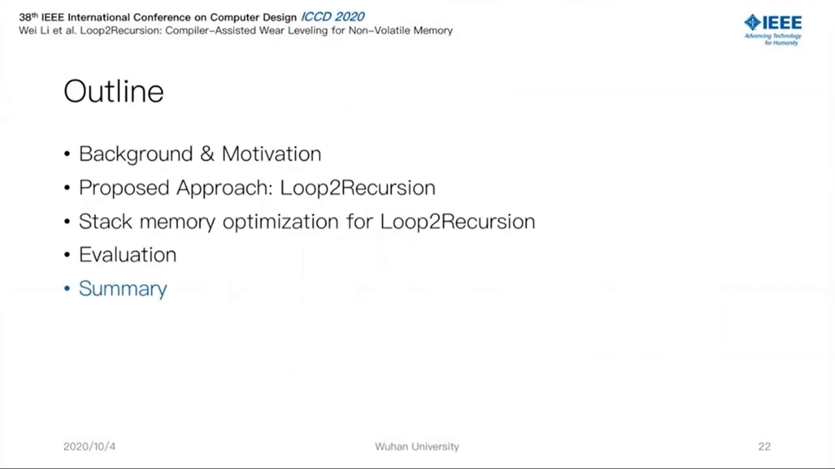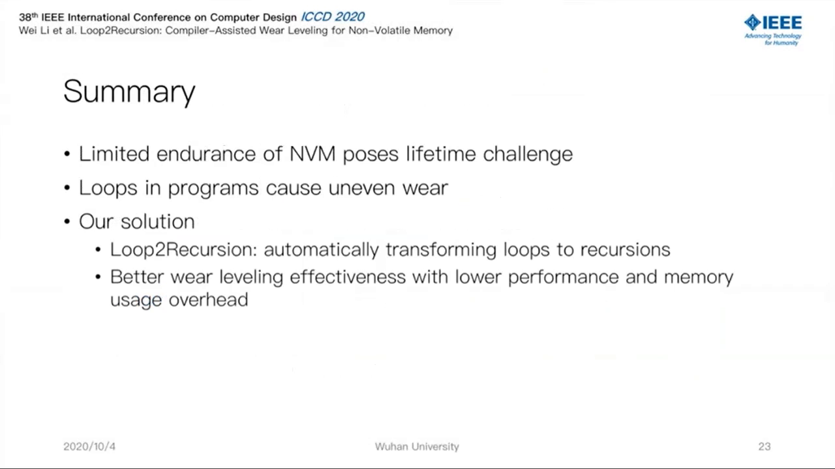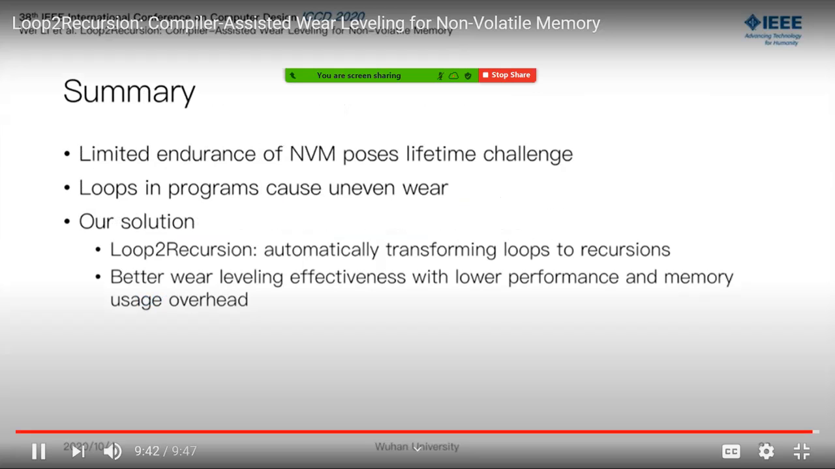At last, let me just run over the key points again. PCM is considered a promising replacement for DRAM, but its limited write endurance poses lifetime challenges. Considering that loops in programs cause uneven wear, we propose loop to recursion, which automatically transforms loops to recursions to solve this problem. The experiment results show that our approach exhibits better wear-leveling effectiveness with lower performance and stack memory usage overhead. That's all. Thank you.